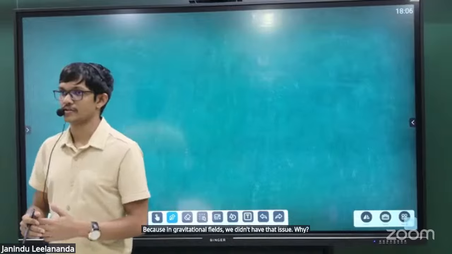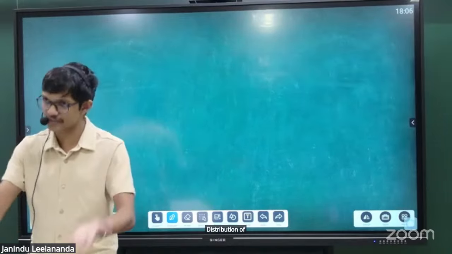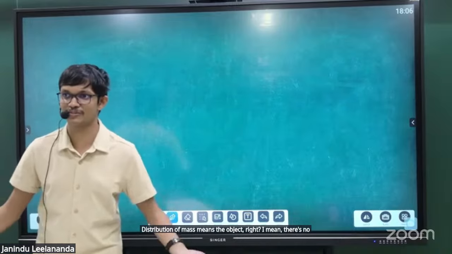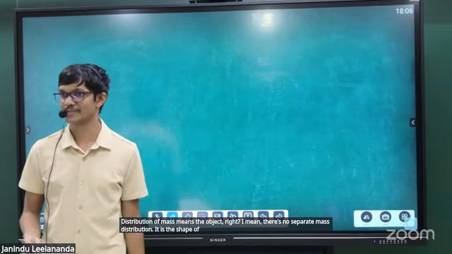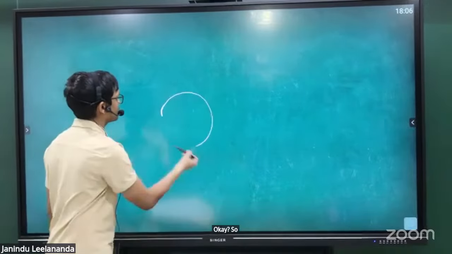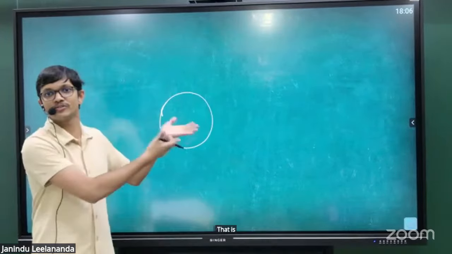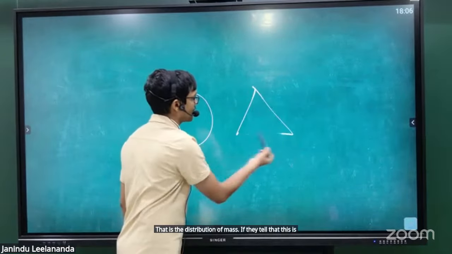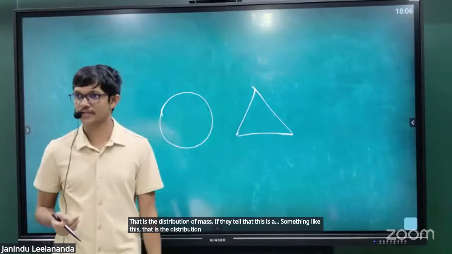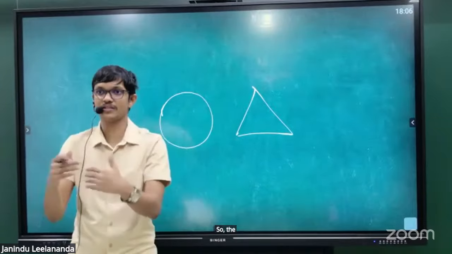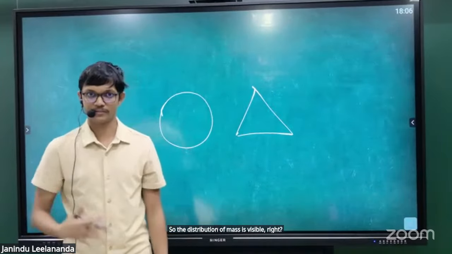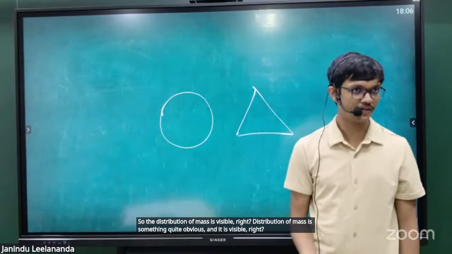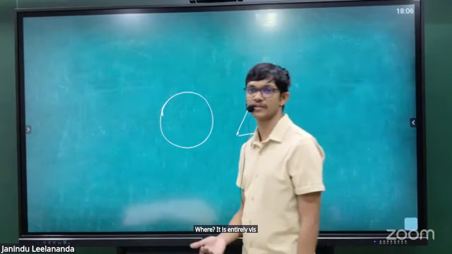Why? Distribution of mass means the object, right? I mean, there's no separate mass distribution. It is the shape of the object. So if they tell you this is a sphere, that is the distribution of mass. If they tell you this is something like this, that is the distribution of mass. So the distribution of mass is something quite obvious, and it is entirely visible.